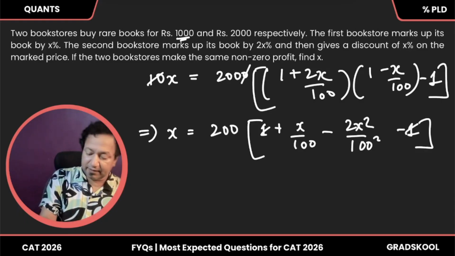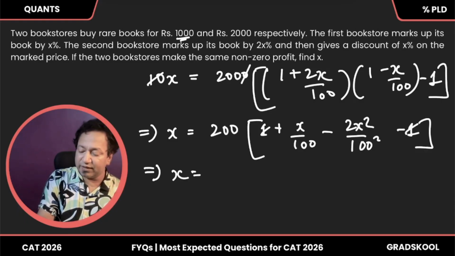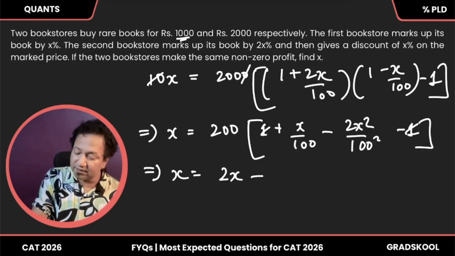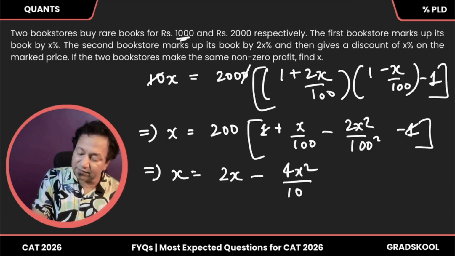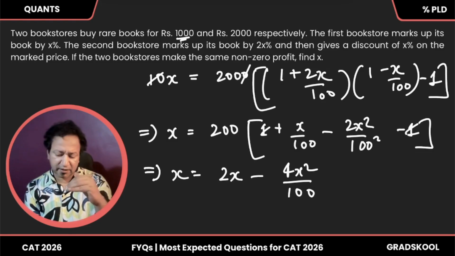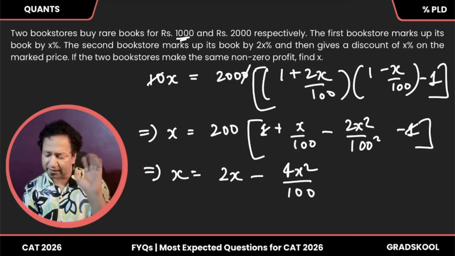Nice. Let me open the bracket. So X equal to 200 goes inside. 200 into X by 100 is 2X. And this becomes minus 200 times 2X square by 100 square, so 100 goes out to 4X square by 100 is what I'll be getting. Am I right there? Let me just check it out. 200, 100, 2 times. Yeah, that's perfect.